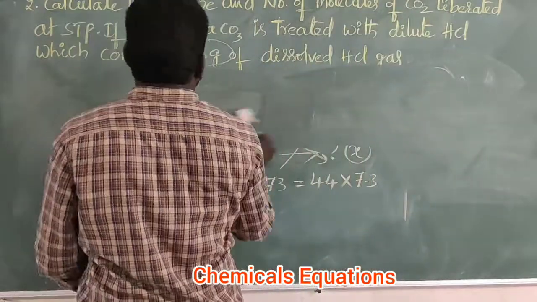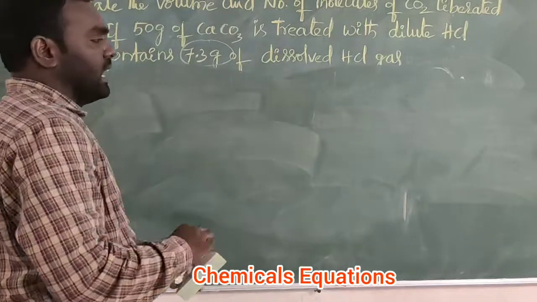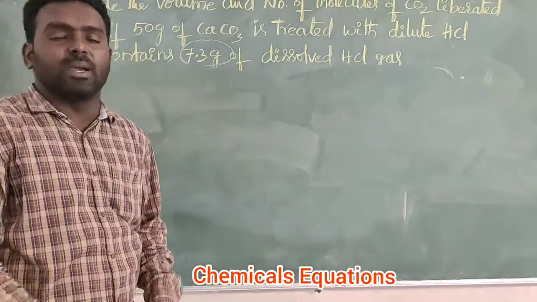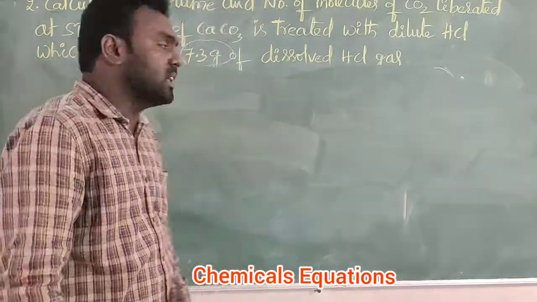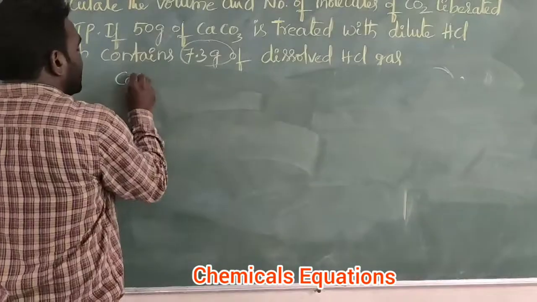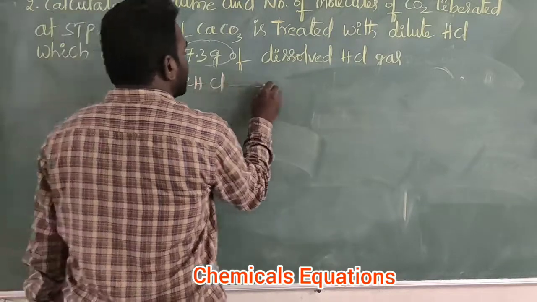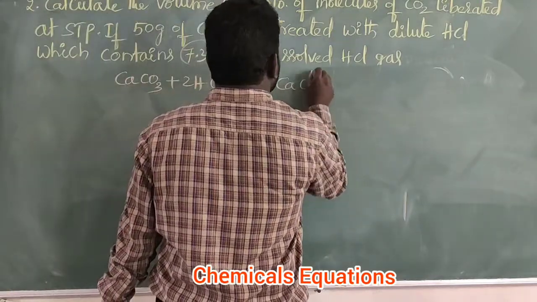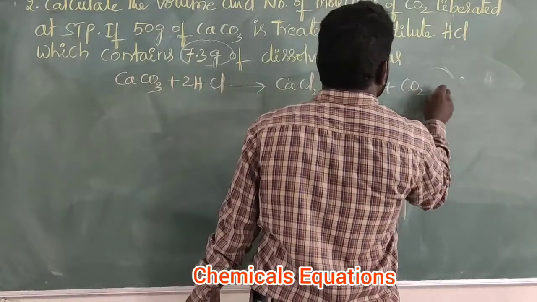Here I am calculating the next one, which is called the volume. You know that previously I discussed with you that 1 mole of any gas occupies 22.4 liters of volume. Again I am writing the equation: CaCO3 plus 2 moles of HCl gives rise to CaCl2 plus the water molecule, and here carbon dioxide gas.